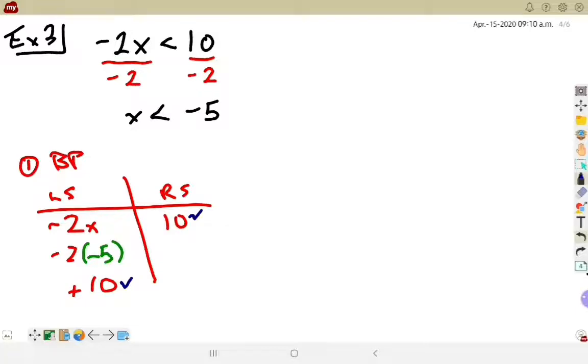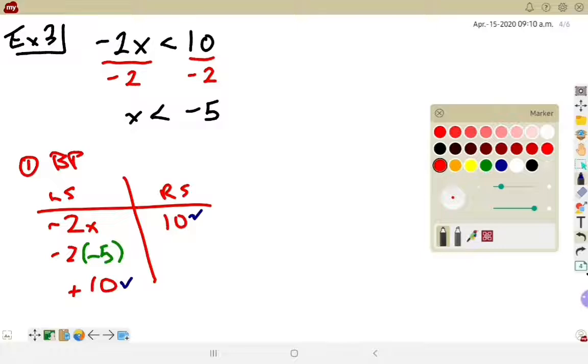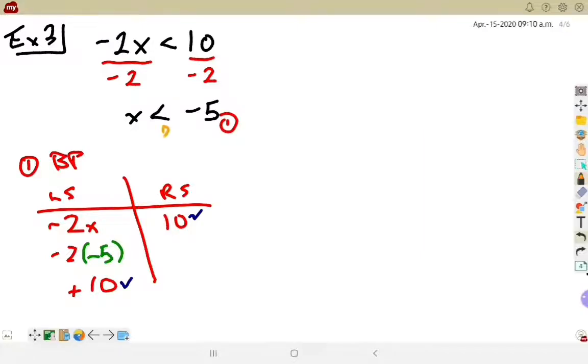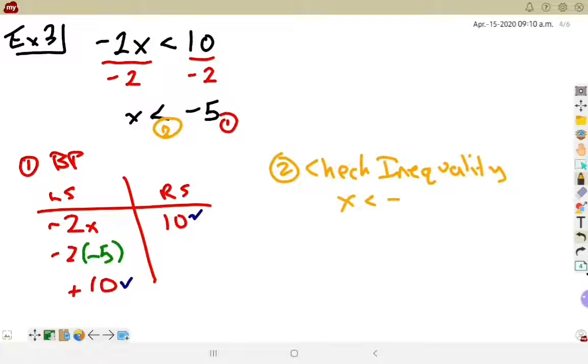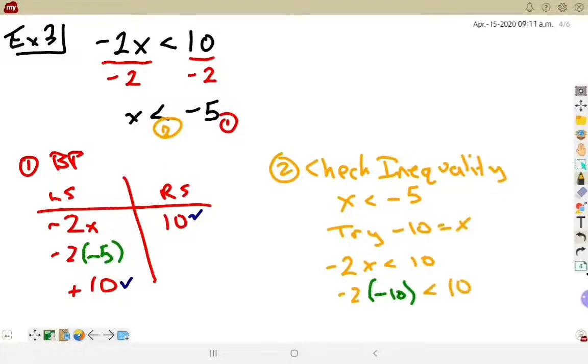Okay, and some of you are probably thinking, oh, this works every time. What's the point? Why am I doing this? And this is actually our first one where things might not work out for us. So I'm going to check that inequality. I have this statement saying that x should be anything that is less than -5. So something that's less than -5, I'm going to pick something easy. I'm going to say -10. My original inequality was -2x should be less than 10. If I put in a -10 for x, -2 times -10 gives us +20 is less than 10. And that is false. It is not true that +20 is less than 10.